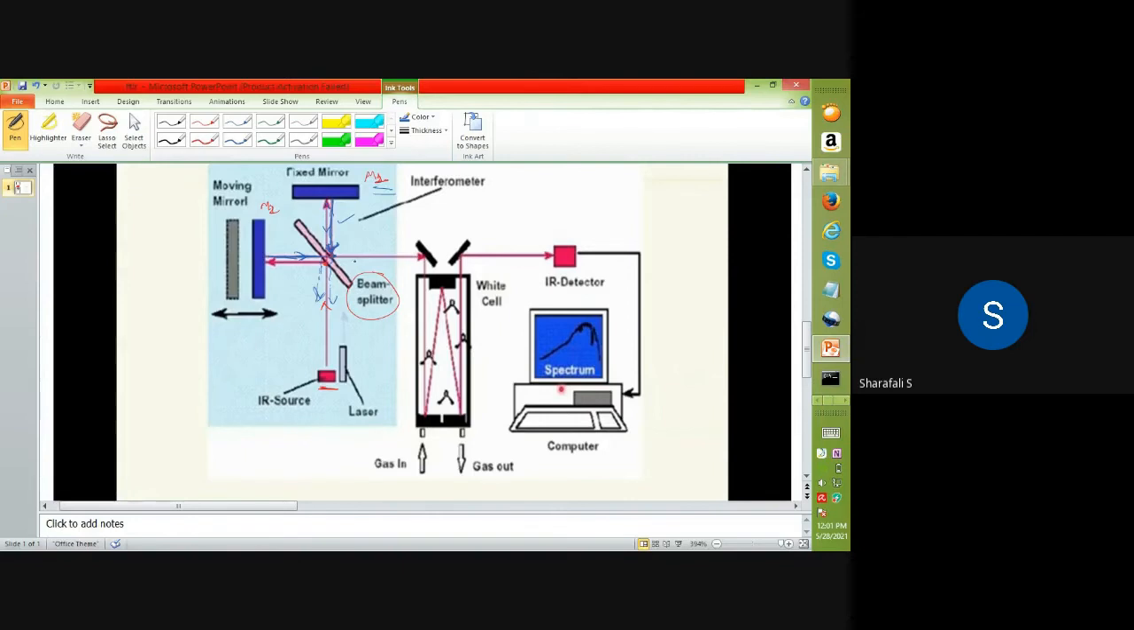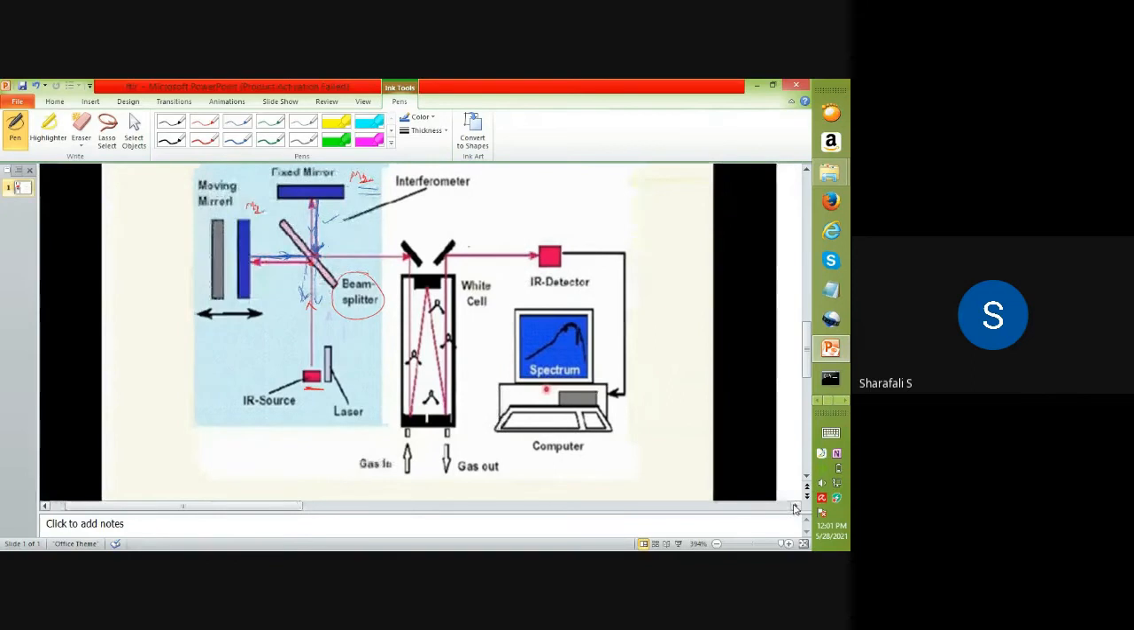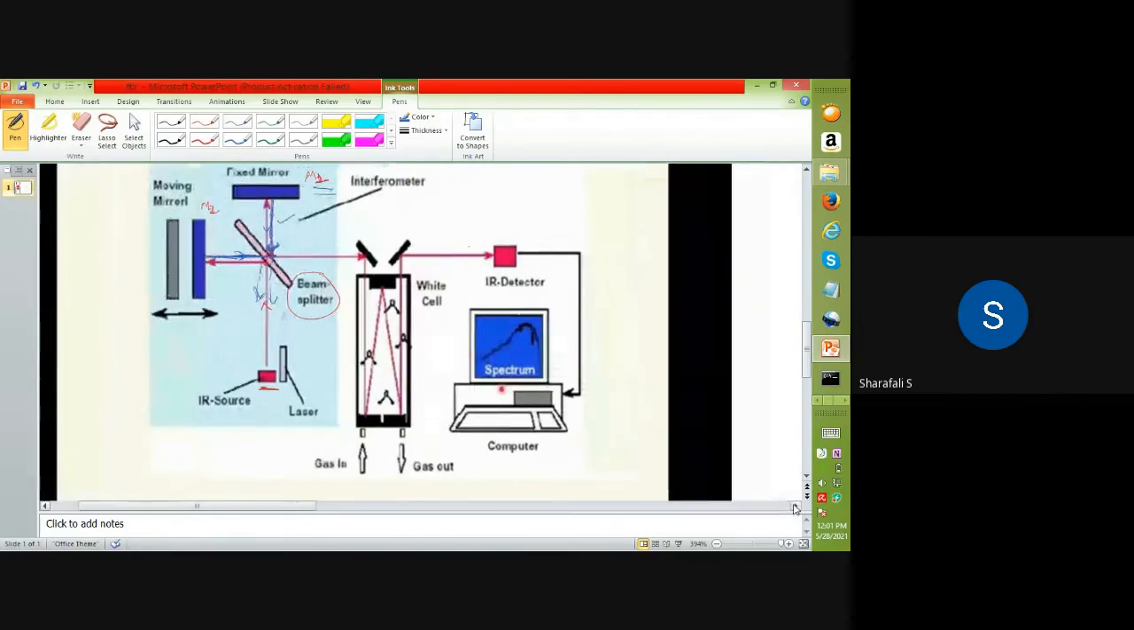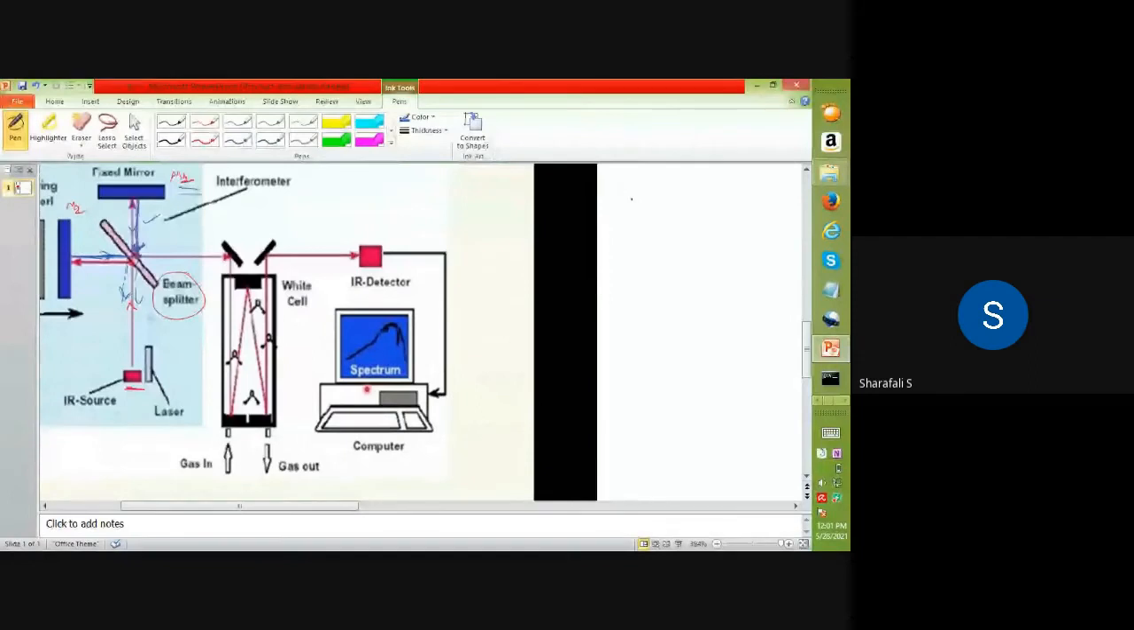So actually what is happening is that the reflected IR radiation from M1 and M2 will intersect at a point in this beam splitter. That is the important point. So when they intersect, as we know, when two radiations intersect each other, they may be in phase like this.